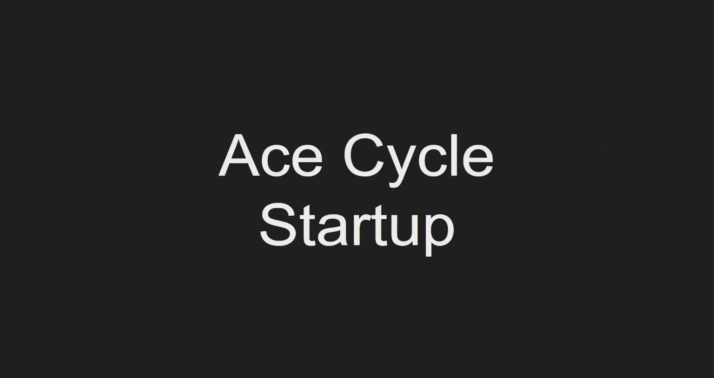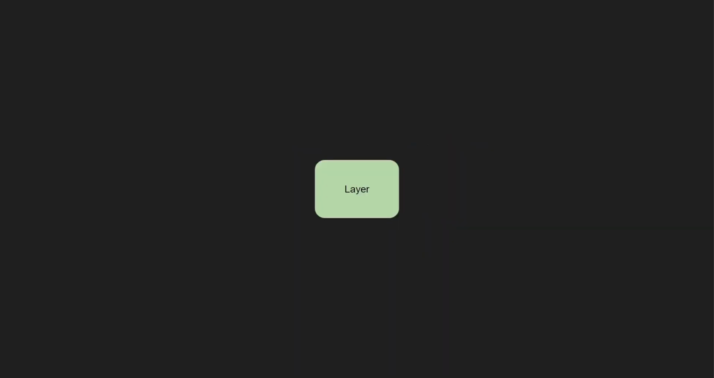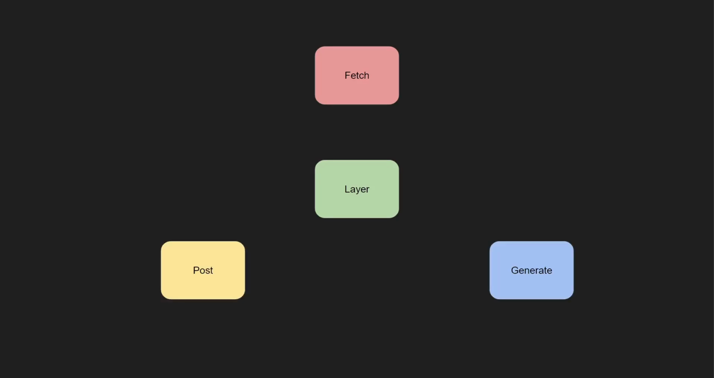Moving on to how the ACE cycle is started, the unique part here is that the layer modules act independently of each other, and that they do not need to rely on a trigger or an event to happen externally from the other layers to operate. Instead, once a layer is started, it launches into an infinite loop of fetching, generating, and posting messages every 5 seconds.